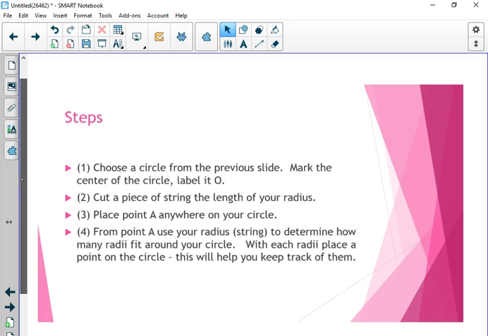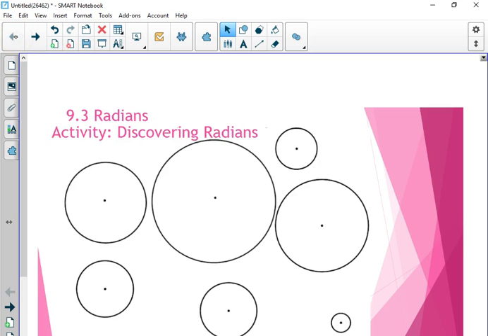Then you're going to place a point anywhere on your circle, and then you're going to move that around your circle and put a point everywhere you hit. So I'm going to model it for you roughly. That's a big old radius. Okay, so there's my radius. You will cut your string like that. Now I'm going to put a mark right there.